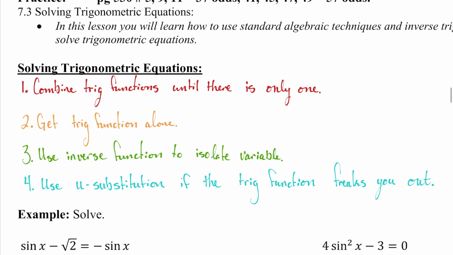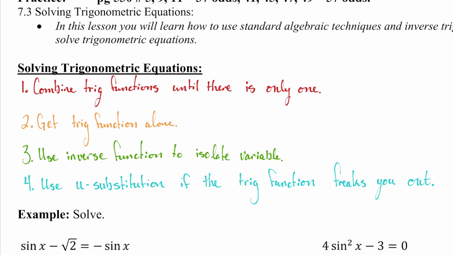These are the steps that I use whenever I'm trying to solve something with a sine, cosine, tangent, etc. First, I want to combine any trig functions. So if I have two sines, like we see in the example below, then I really only want one. I try to combine those the same way that I would if I had a 3x and a 4x. I would add those together so that I would only have one x that I'm working with.